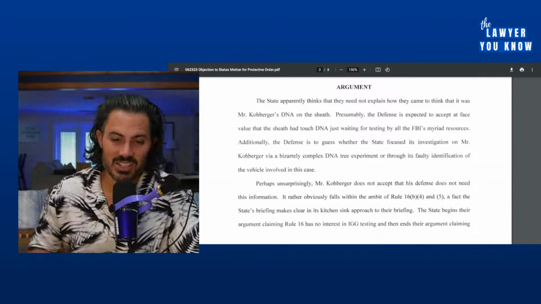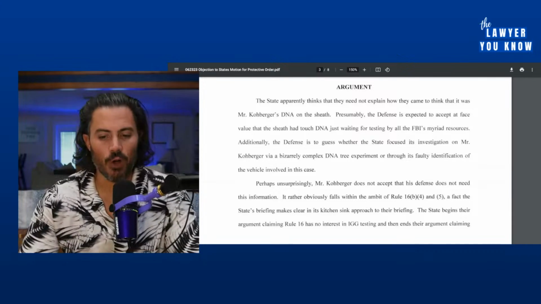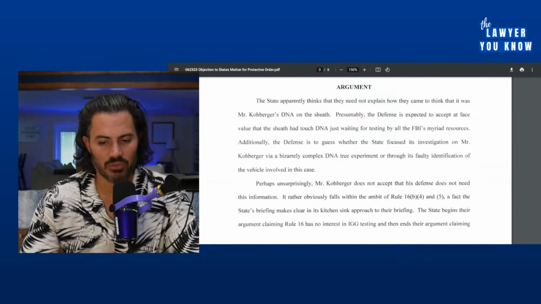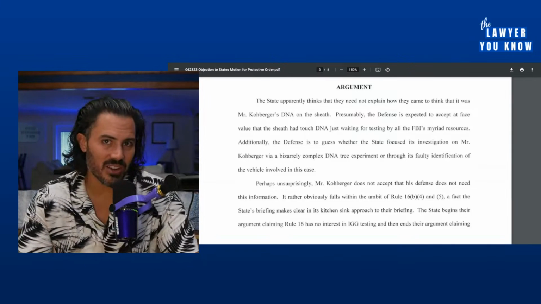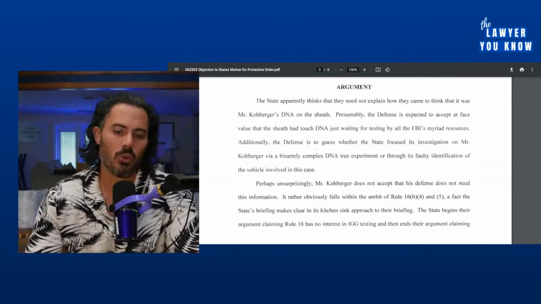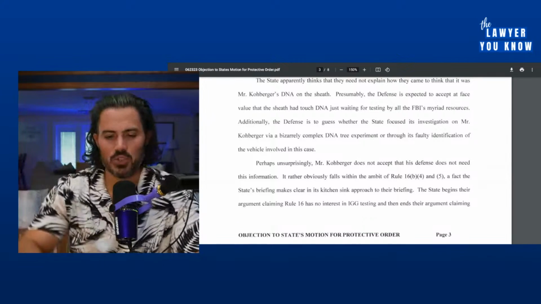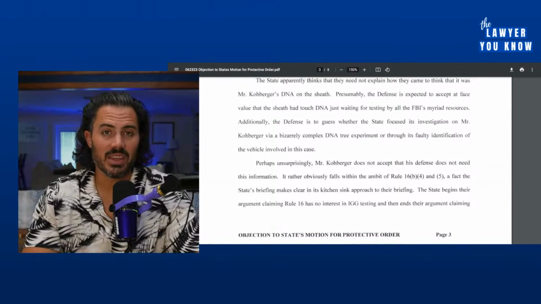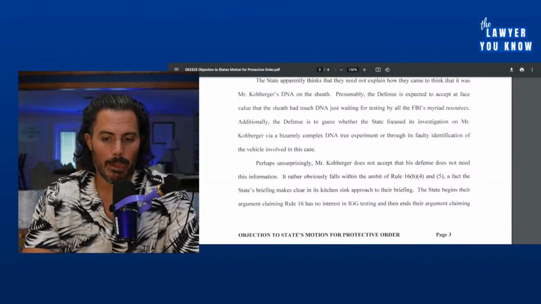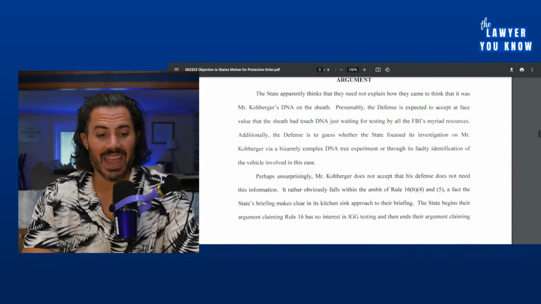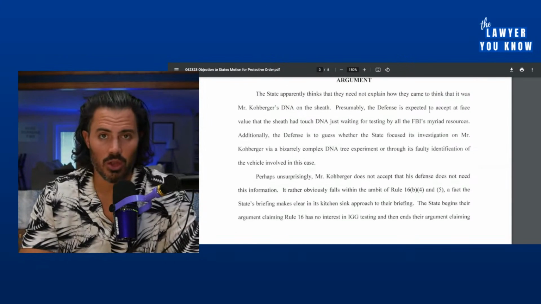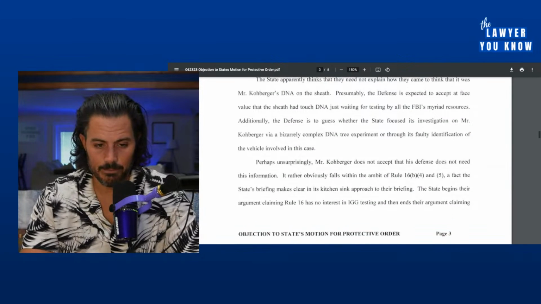I mean, really, some hyperbole here. Their faulty identification of the vehicle involved in the case. Is he talking about the year? Is he talking about the video where it's going the wrong way? This, I think, is a little too far down the road. I do think that they need to turn over how we got here. And I don't think we should accept anything at face value just because the state or law enforcement says it. So I agree with him there.